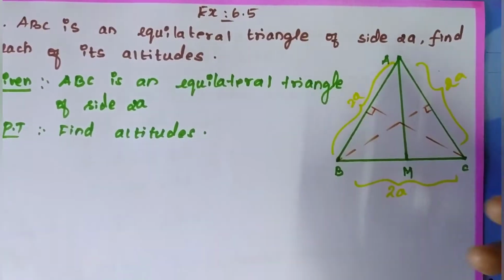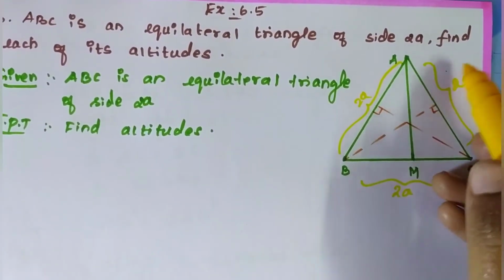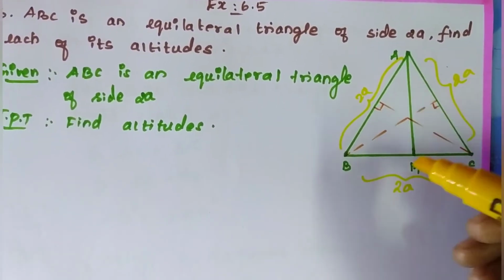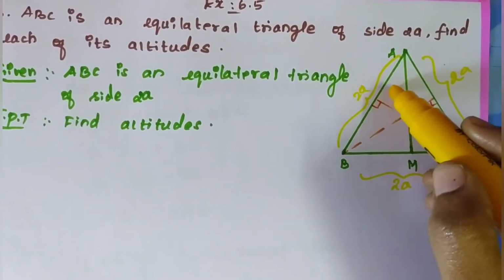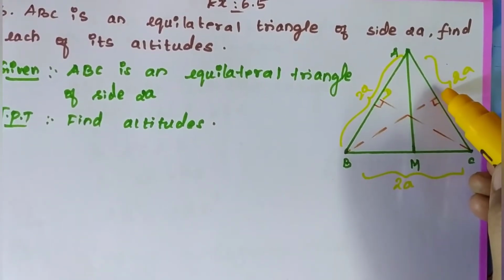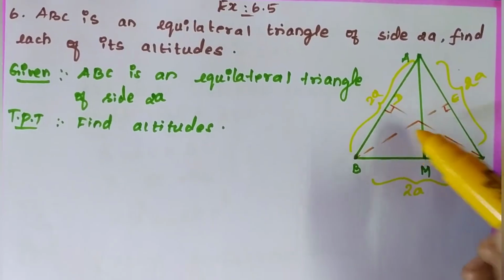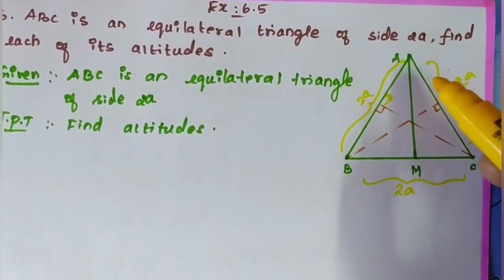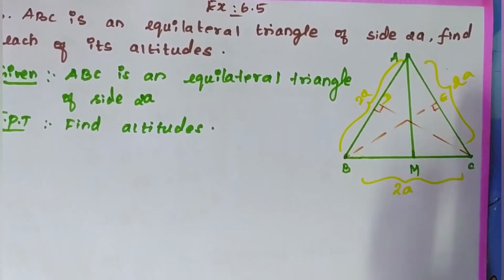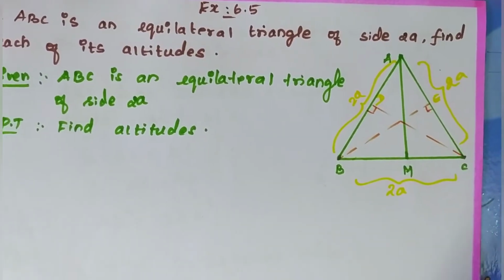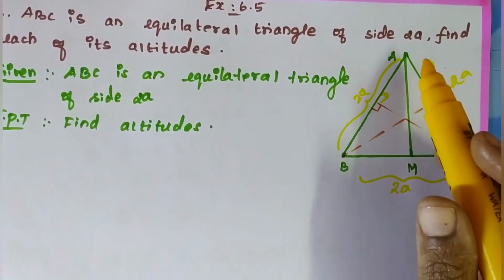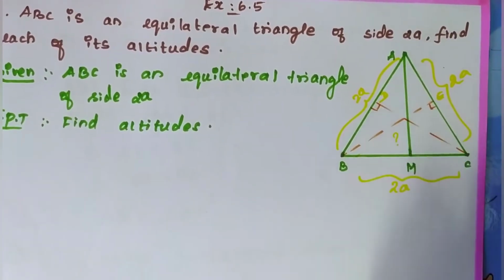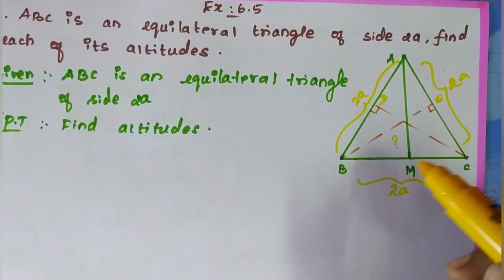Find each of its altitudes. You have to find all the altitudes: AM, and we can name the others D, E, M. We have to find all the altitudes AM, BE and CD. So first my target is to find AM. How can we find it?